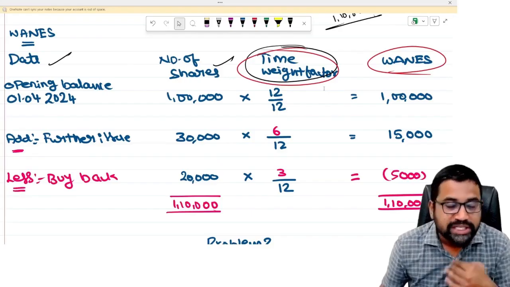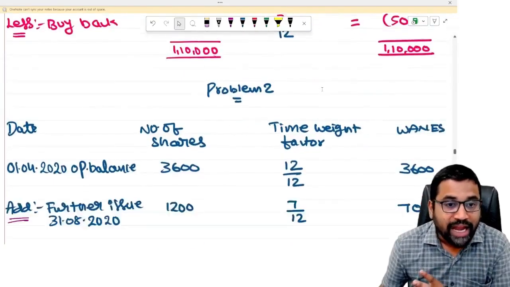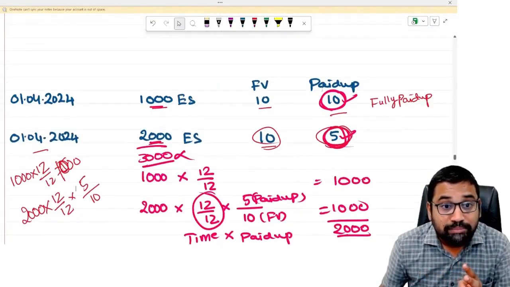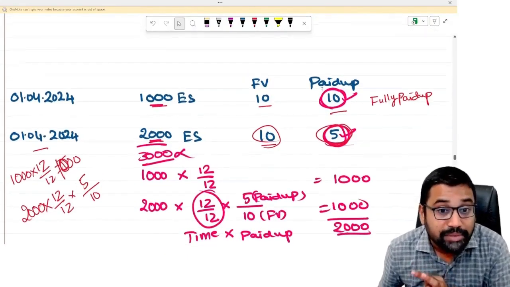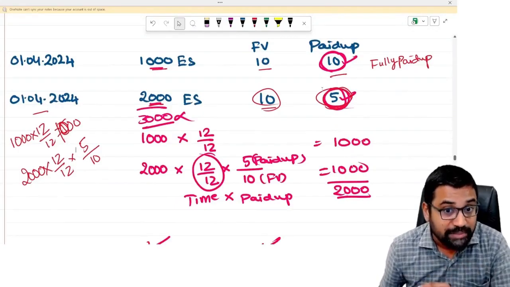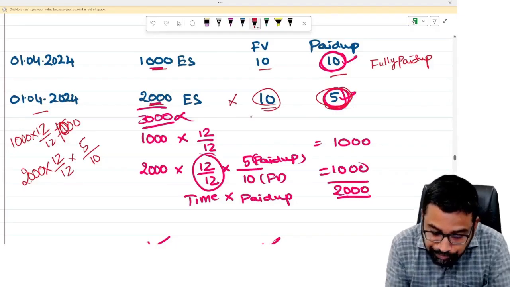One thing: how many days or how many months it is outstanding, multiplied with that. And sometimes you have to multiply with the paid up amount also. Suppose one is fully paid and another one is partly paid up shares given in the question. These partly paid up shares you should consider now.